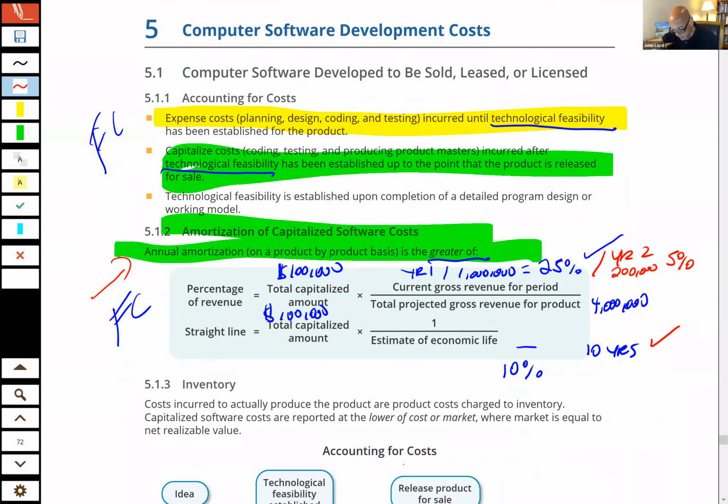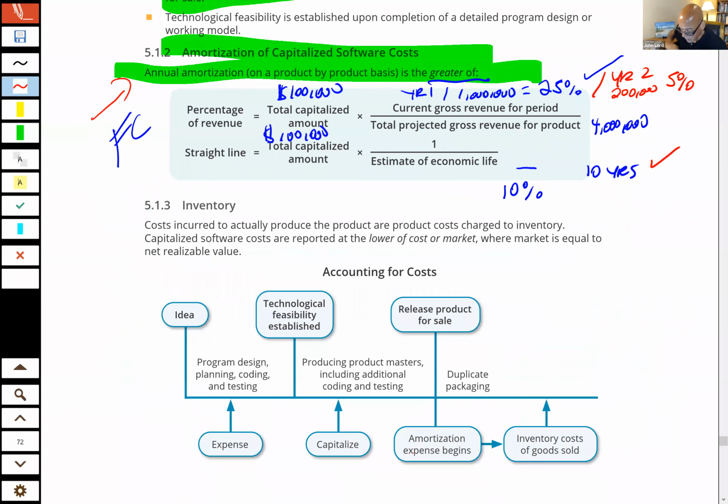Now, a quick question on that. Is that the revenue, that's the total gross revenue of the company, or is that the revenue from this particular software? From the product. From the product. Okay. Yeah. And that can change from year to year, but we call that a change in accounting estimate. So we don't have to go back and restate anything if that estimate changes. Okay. All right. Good.